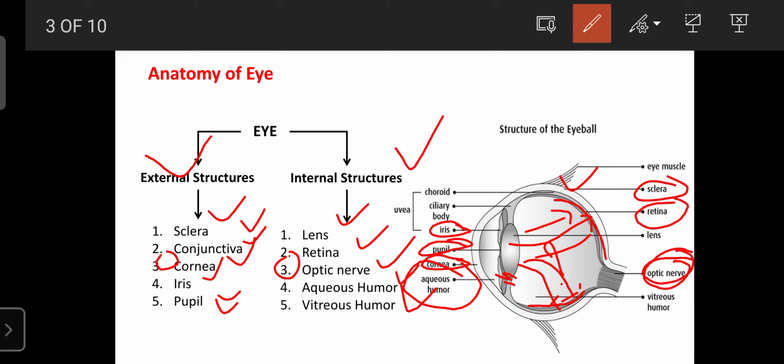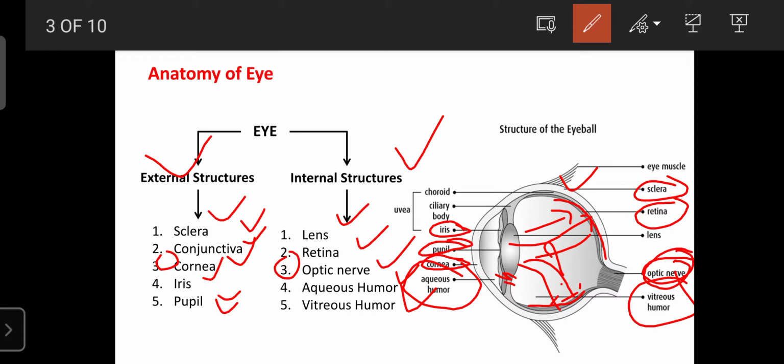During vision, some problems arise when the light falls on the lens. But due to the presence of the aqueous humor, it can protect our lens as well as cornea by nourishing it. Next one is the vitreous humor.